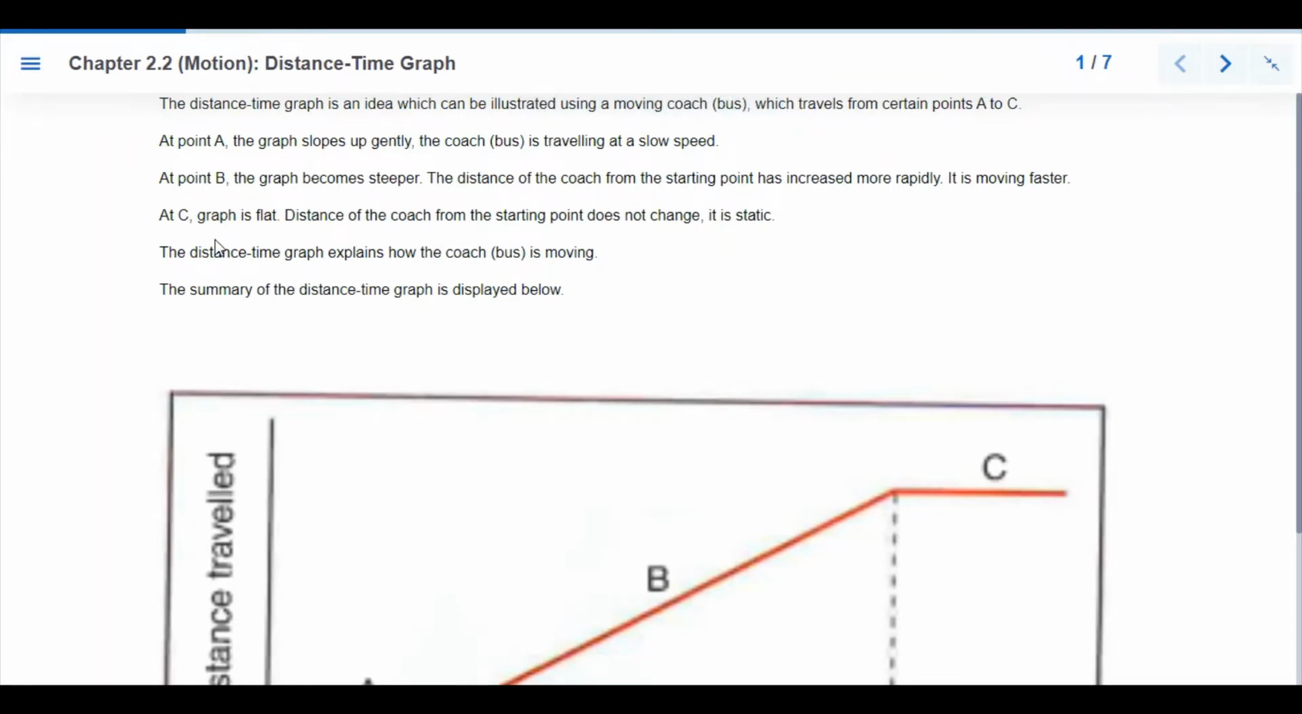How are you doing? Now, for the topic under motion, we are moving to the subtopic distance time graph. The distance time graph is an idea which can be illustrated using a moving coach, that is a bus which travels from certain points A to C.